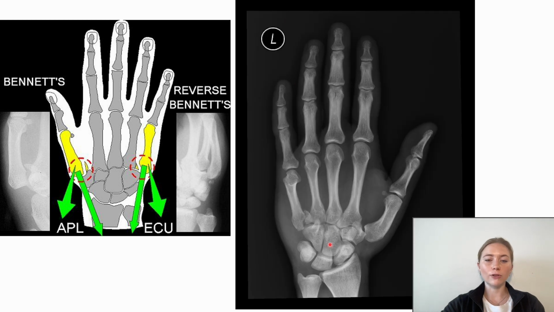So here is a radiograph showing that. You can see that it's very similar to the Bennett fracture. This is just a base fracture of the fifth metacarpal that extends into the joint there. And even though it may not look like much, the fact that it's extending into the joint and has the force of the ECU, the extensor carpi ulnaris, on that fracture segment can make it quite unstable.